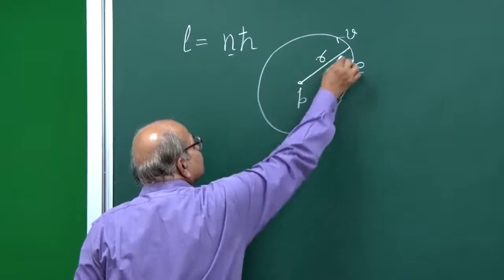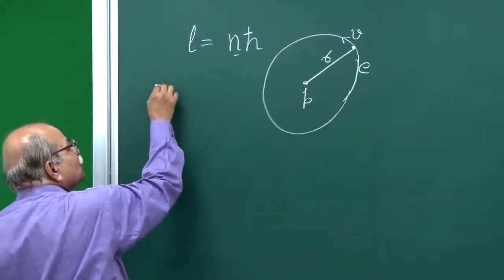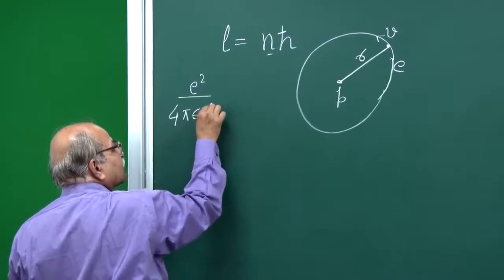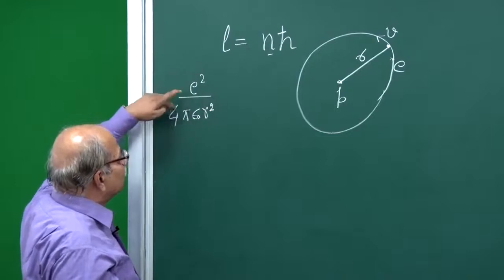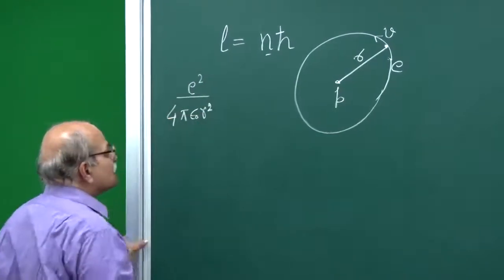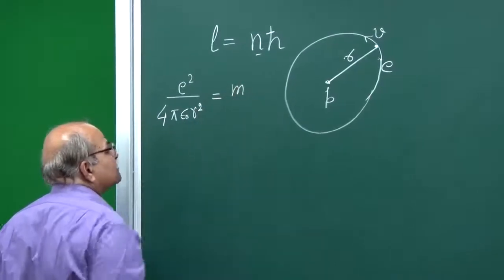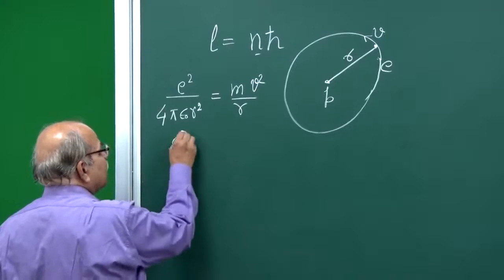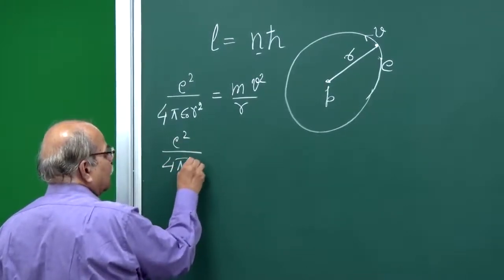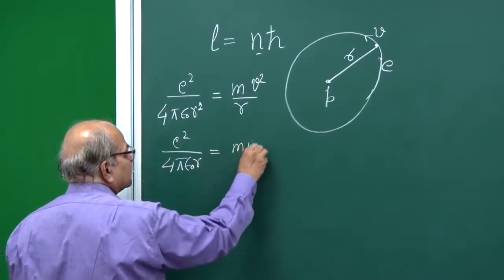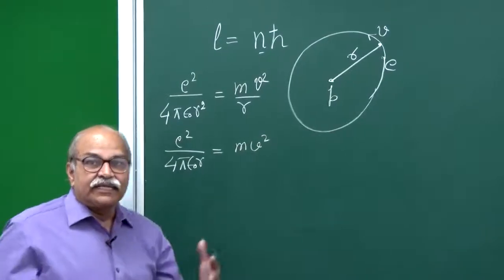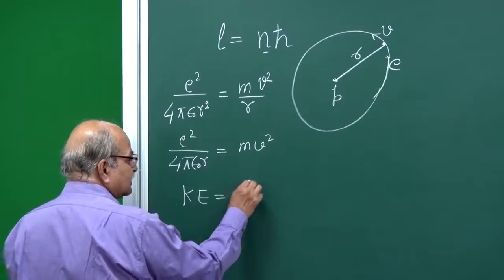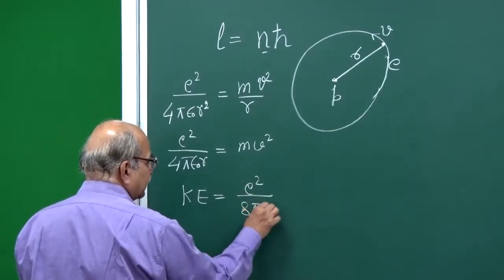The force towards the center is Coulomb's force, q1 q2 by 4 pi epsilon naught r square. So this is E square over 4 pi epsilon naught r square. This force should be equal to the mass of the electron times acceleration, which is v square divided by r. So you have E square over 4 pi epsilon naught r equal to mv square. So you can write the kinetic energy, half mv square, in terms of r: it is E square over 8 pi epsilon naught r.